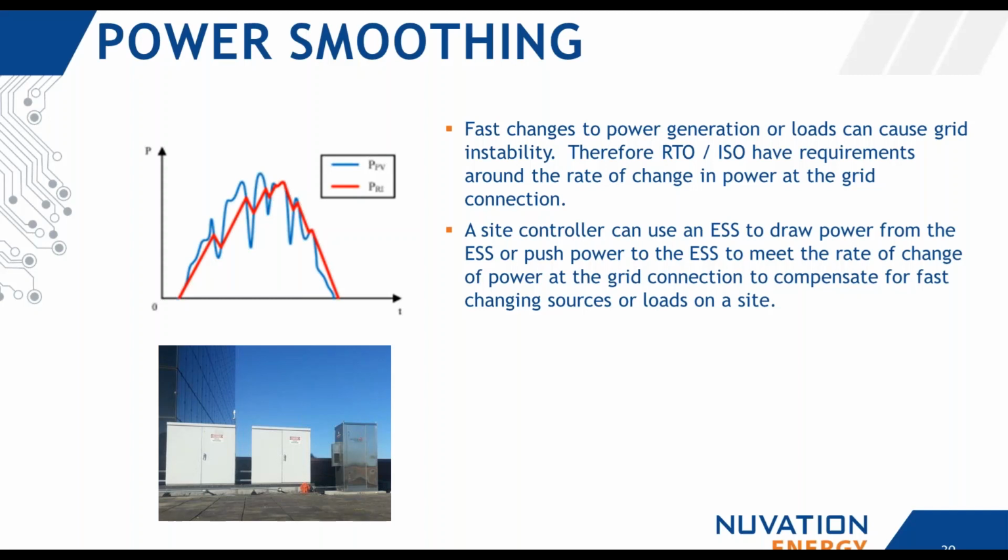Fast changes to power demand on the grid cause instability. That's why the RTOs and ISOs have regulations for limiting how quickly things change. So a controller can, with a battery, slow things down if required.